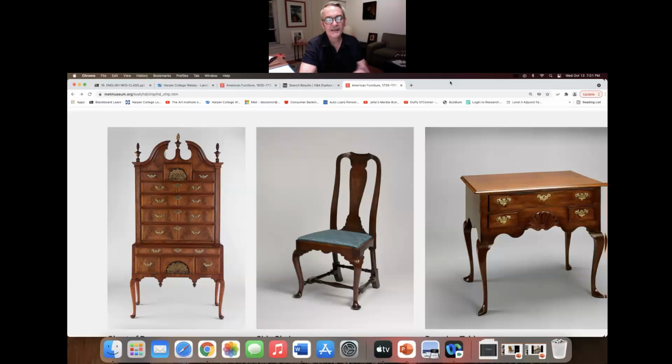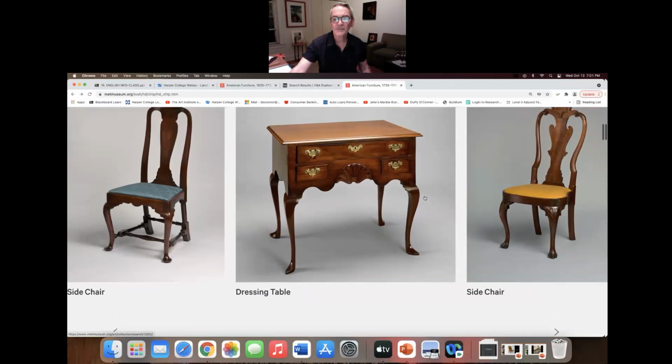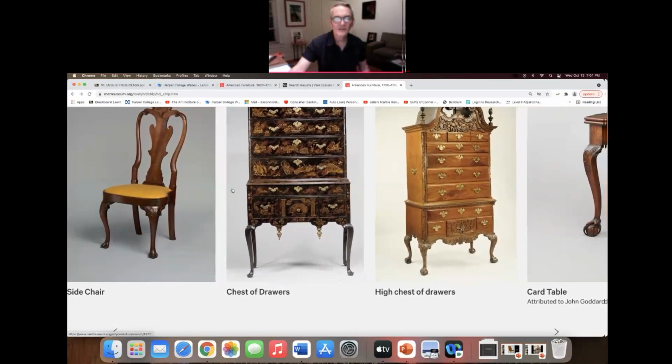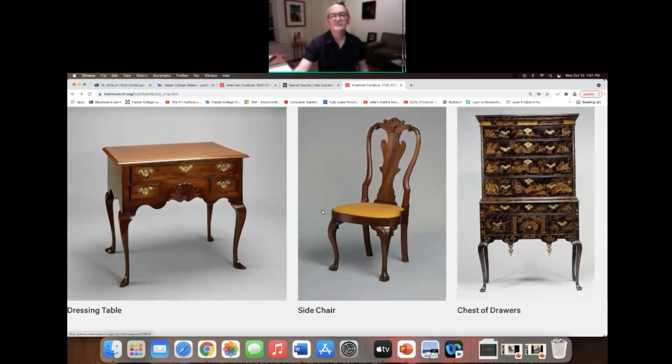But at the time, for someone to make furniture like this, for the 18th century, this would have looked very modern. Some of these things, this dressing table right here, or the side chair, are really simple compared to what was being made in Europe.